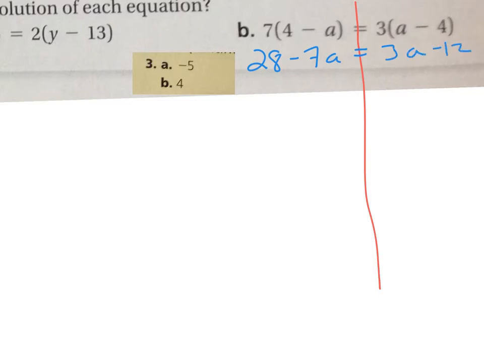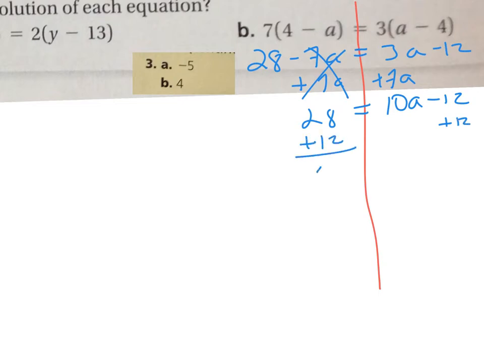Now we're ready to think about moving stuff around. I'm going to move the variables to the right this time. Why not? Let's have some fun with that, right? I know you're all excited. Plus 7a. Again, remember to add the same thing to both sides. On the left side, that gets rid of, obviously, the a's, so I have 28 equals. And on the right side, 3a's plus 7a's is 10a's. Minus 12 just comes along for the ride. Add your 12 again to both sides. On the left side, I'm going to get 40. On the right side, 10a.